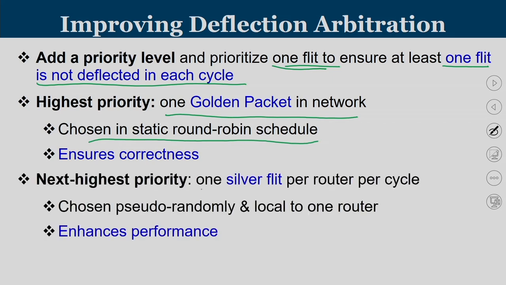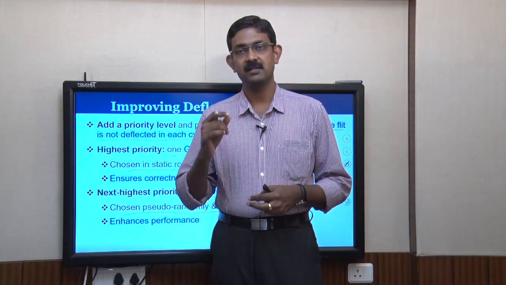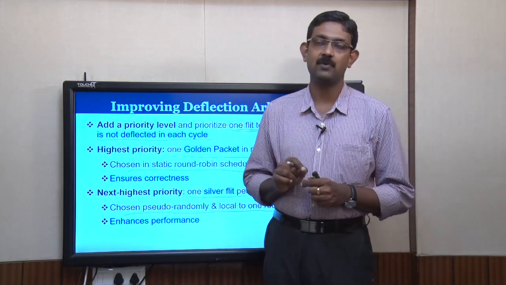The next highest level is called the silver flit. So, you have a pseudo-randomly chosen flit in every router. Every router has one flit that is chosen as silver. So, there exists a golden flit in the network, and there exists a silver flit in each of the routers. The silver flit makes sure that whenever you have a scenario where none of the flits are golden, the silver flit is always going to have the productive port assignment. By this, we make sure that the silver flit in that router gets a productive port.